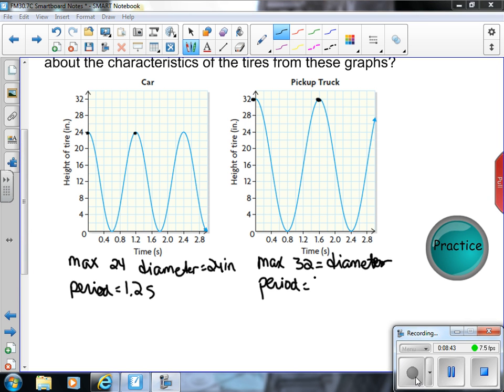That means it takes longer for the truck to do one complete revolution than it does for the car to complete one full revolution. So the truck is traveling further in less time. That would account for the difference in the odometer reading. At this point, you can do practice 2 in your textbook or in your practice booklet.